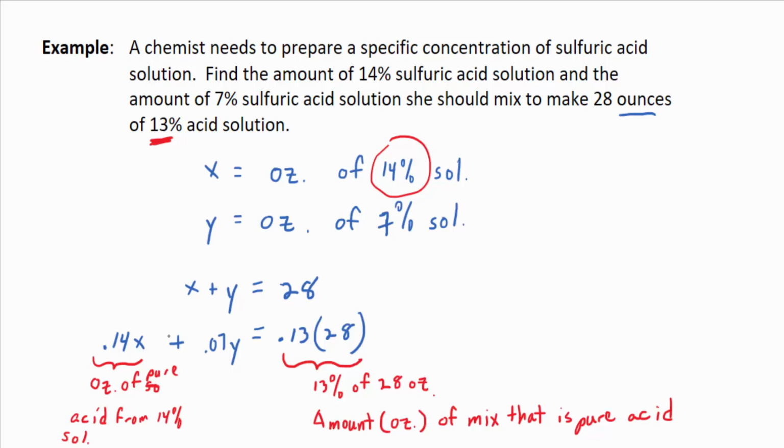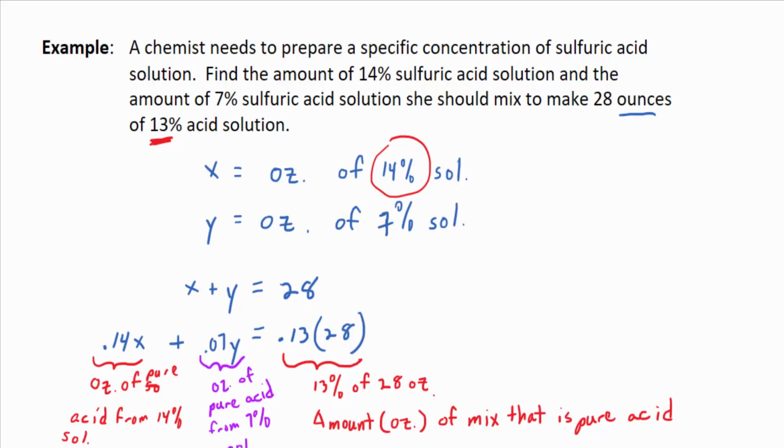So the ounces of pure acid from the first solution plus, remember what this is, ounces of pure acid from the second solution, the 7% solution. So the amount of pure acid from the first solution in ounces plus the amount of pure acid from the second solution in ounces should be the total amount of pure acid in the mix. The units on both sides should match. If you understand that statement, then you can do mixture problems.